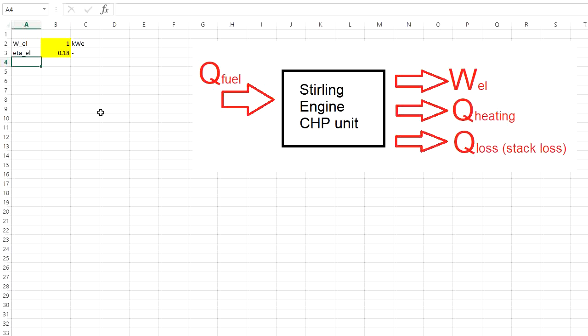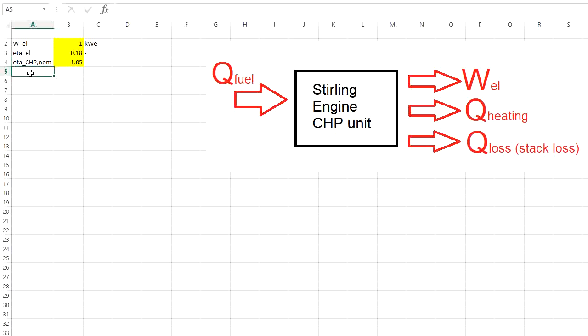Then we had the total efficiency of both combined power and heat production, so total, or eta CHP, for nominal operation, and with respect to the lower heating value, it was 105%, because it's a condensing unit which is using also some of the condensing heat. Then we had the temperatures of the heating water. The temperature of the heating water at the inlet was 35 degrees C, and the temperature of the heating water outlet was 70 degrees C.